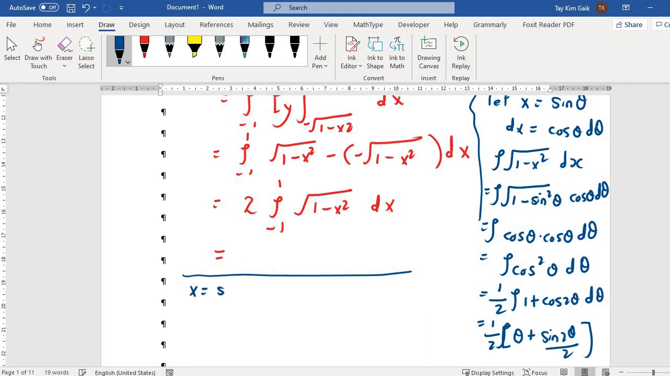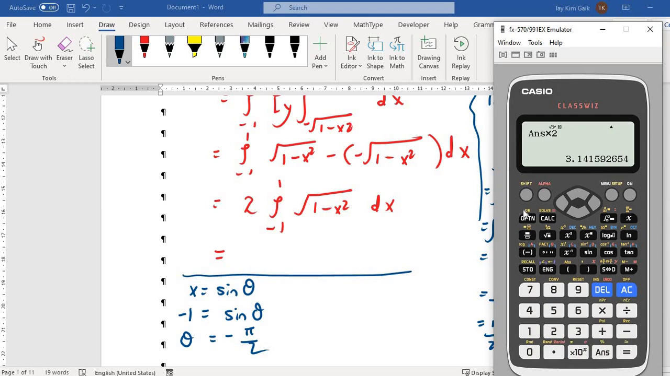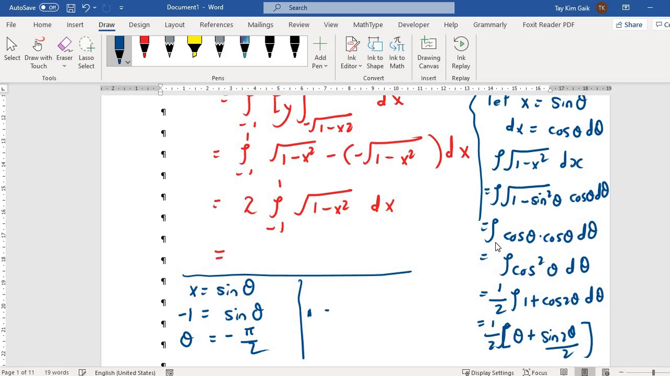You have x is actually sin θ. So when x is -1, -1 equals sin θ. So what is the θ value? Arcsin of -1, and in radians you have -π/2. So when x is positive 1, 1 equals sin θ, implying θ is positive π/2.